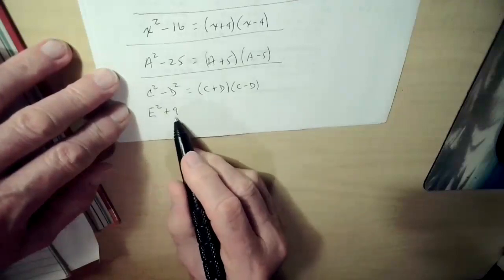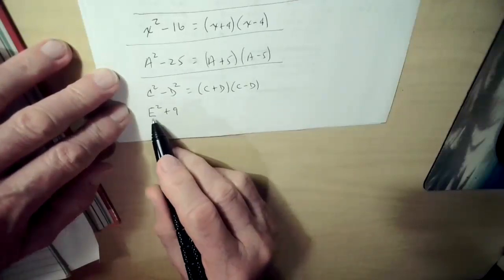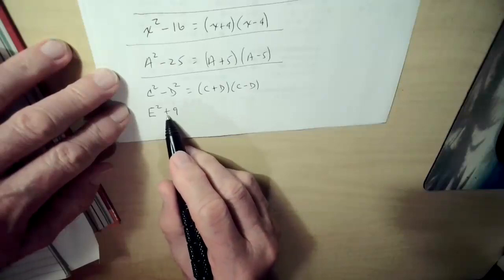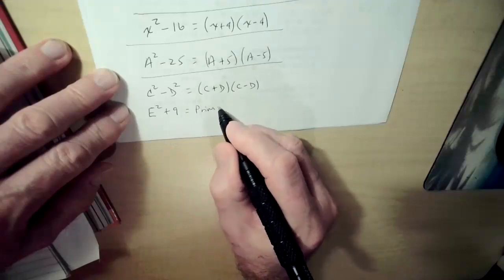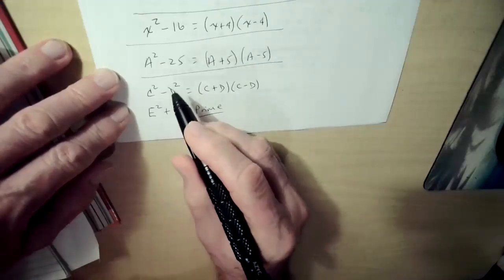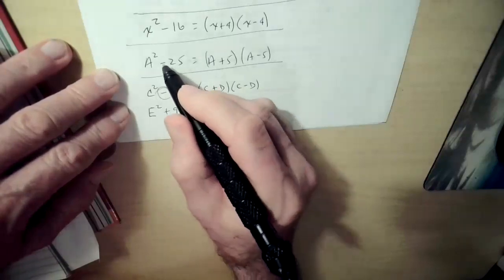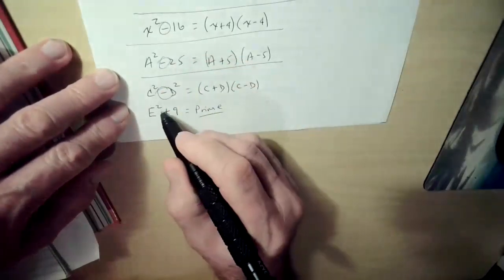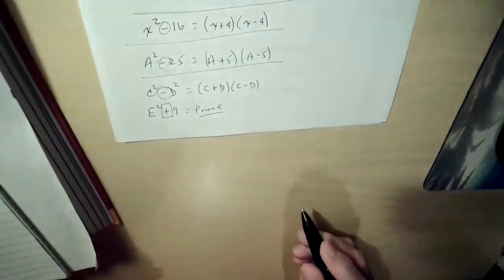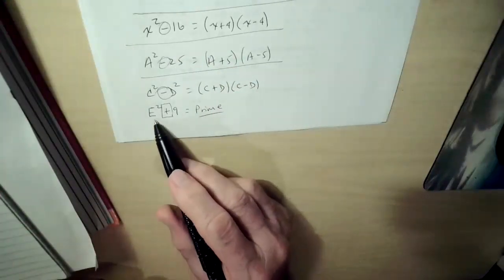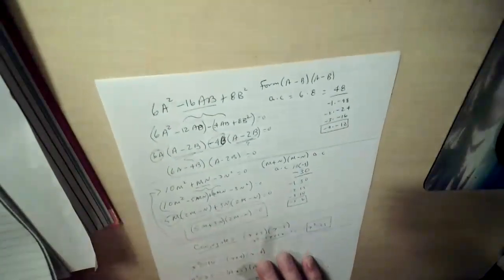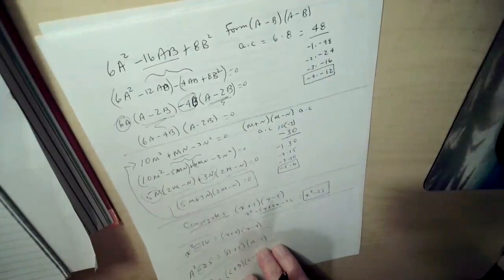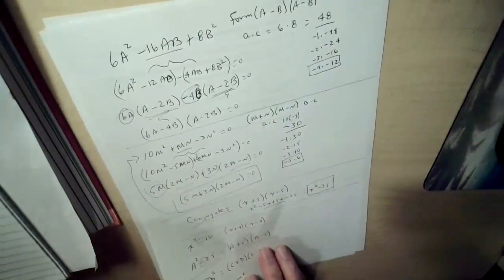Now what if you have this? Get this if you're so smart. e squared plus 9. These perfect squares? Yes. But is it the difference of two squares? No. So this is prime. It cannot be factored. It has to be the difference of, not the sum of. Okay, so if you got two perfect squares, remember it has to be minus in there.